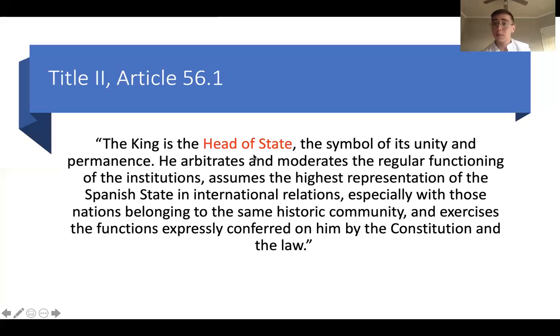All right, let's talk about Title II, which refers to the crown. Article 56.1 basically explains that the king is the head of state. It is a symbol of unity and permanence. And his role is to arbitrate Spain and represent Spain everywhere he goes.